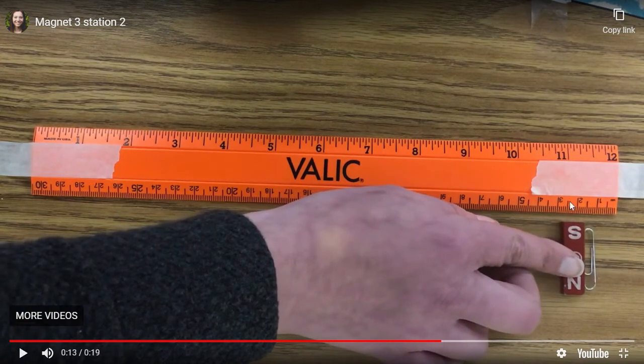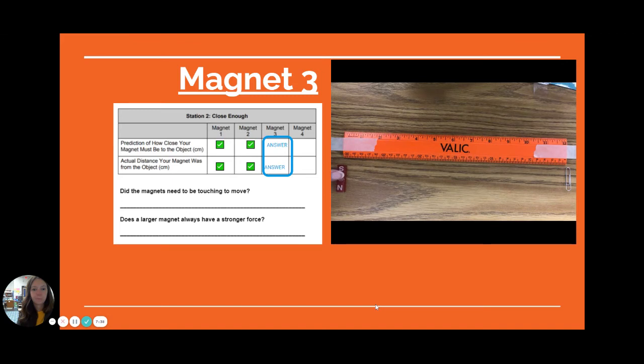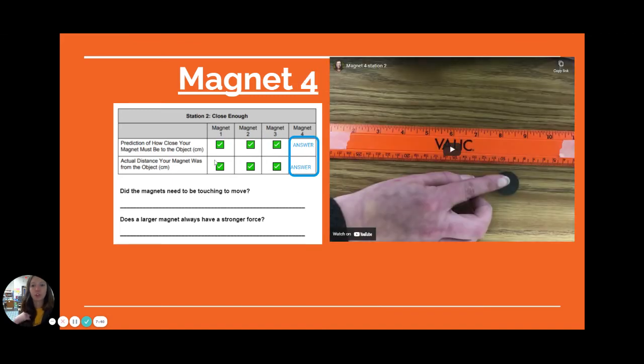All right, look at the front of that magnet. What is it between? I see it's between 1 and 2. Go ahead and write that number down on your paper under the actual. Don't forget to write centimeters afterwards. Okay, at this point you should have answers for magnet 1, 2, and 3.